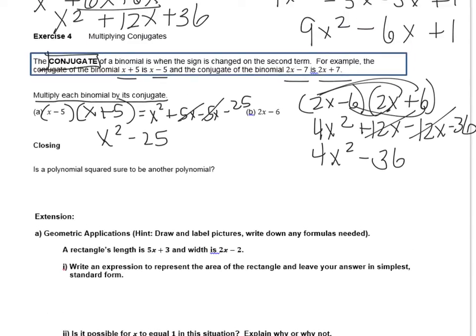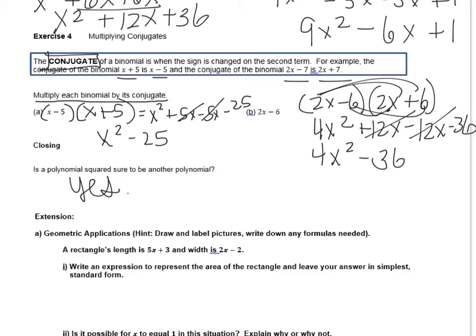So in closing, is a polynomial squared sure to be another polynomial? The answer is yes. Whenever you multiply two binomials, whether they're conjugates or not, you're always going to end up with at least one term, in most cases more than one term, and anytime you have one or more than one term, you have a polynomial.